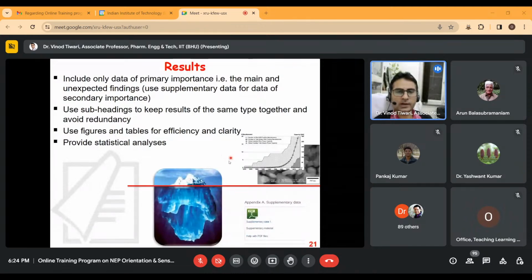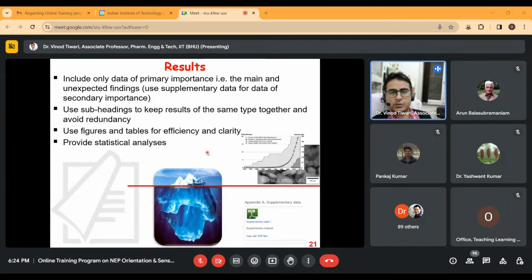And the most important part is the statistical analysis. It has to be mentioned very clearly in the methodology as well as in the figure legend. Every figure has a figure legend, and every table also has a legend or a title. But statistical analysis is very, very important. Until the data from the two groups are significantly different from each other, you cannot say the data is different.